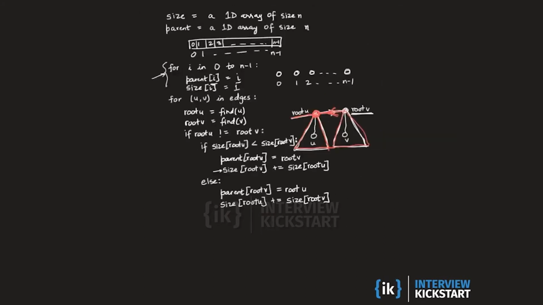And that's it. We just keep repeating this process for each edge that comes in, and at the end, after seeing all the edges, we would have a collection of disjoint trees, and we are going to call this collection of disjoint trees the union find data structure.